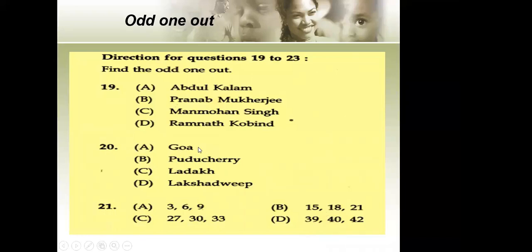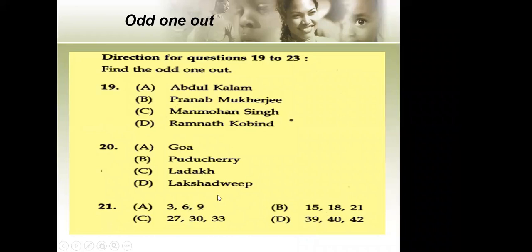Correct? Okay. Now if you see Goa, Puducherry, Ladakh, Lakshadweep. As you know, Goa is a union territory, Puducherry also, and Lakshadweep also. But Ladakh is not a union territory. It is in Jammu Kashmir. So Ladakh will be the answer.